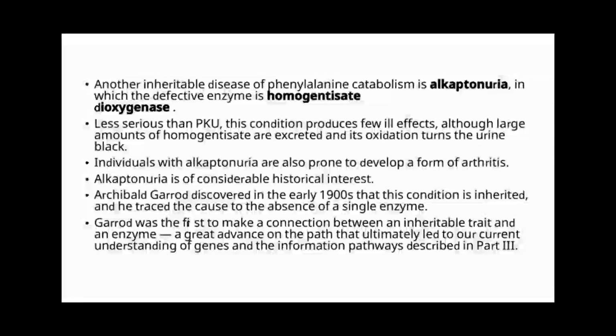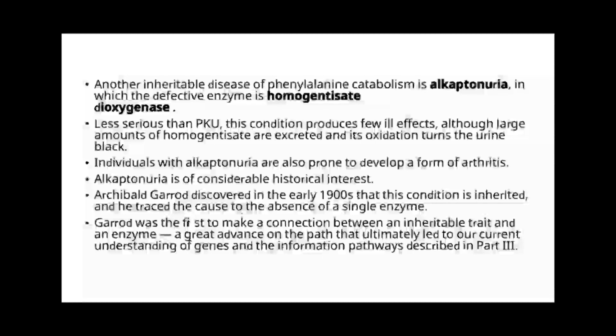Now, this condition is actually of significant historical interest. In the early 1900s, Archibald Garrod discovered that it's inherited and traced the cause back to the absence of a single enzyme. This was a groundbreaking insight because Garrod was the first to link an inheritable trait directly to an enzyme. This connection laid important groundwork for our current understanding of genes and the pathways of genetic information, which we'll explore further in part III. So, in essence, alkaptonuria not only teaches us about metabolic diseases, but also helped shape the foundation of modern genetics.